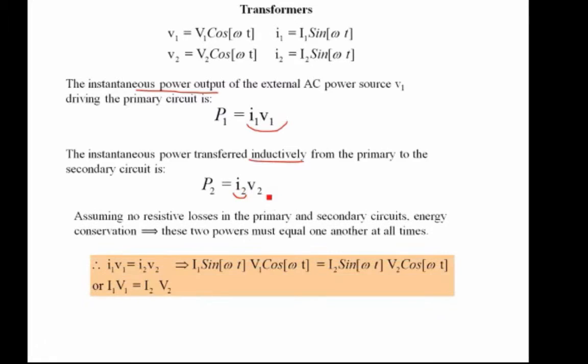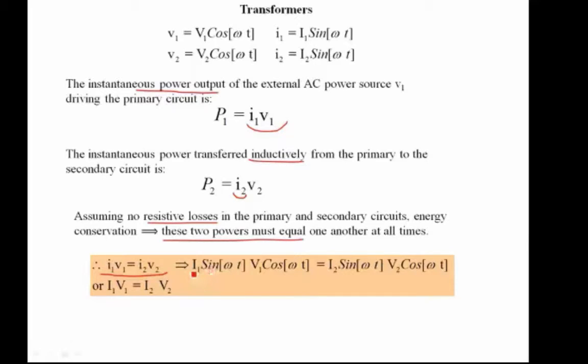If we're going to conserve energy, if there are no resistive losses in the transformer itself, so the primary and secondary circuits, we can still have a load, but that's outside. Energy conservation says that these two powers must be equal. That's for all times. That said, we can set these two equal to each other, put in the functions with amplitudes and the oscillating factors.